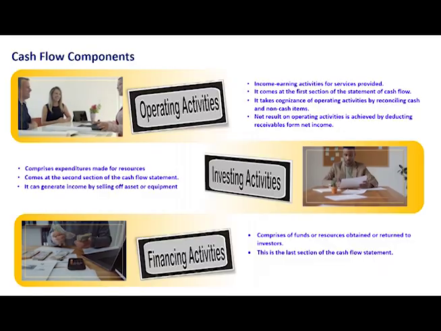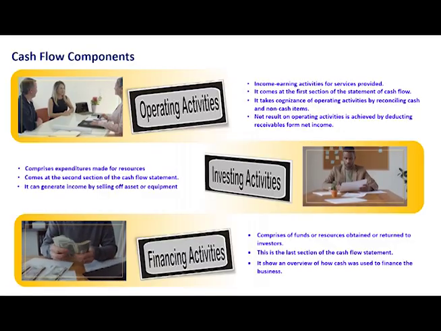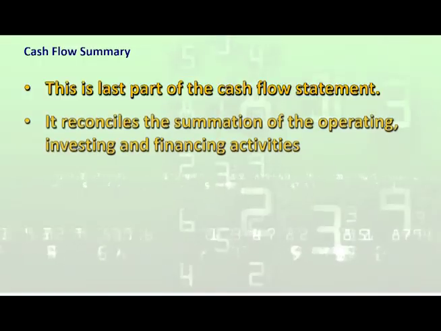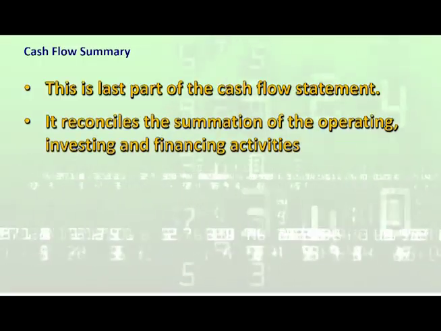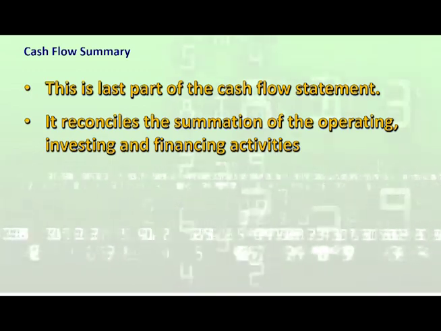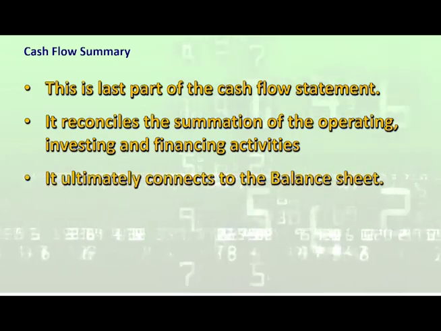to finance the business. Let's talk about the cash flow summary. This has three main features which show that. This is the last part of the cash flow statement. It reconciles the summation of the operating, investing, and financing activities of the cash flow position. It ultimately connects to the balance sheet.